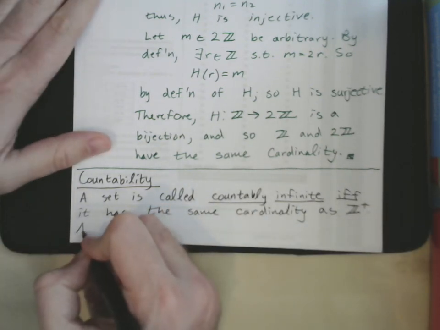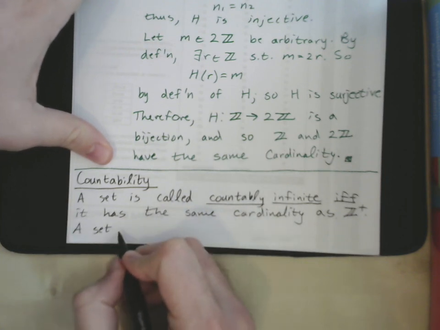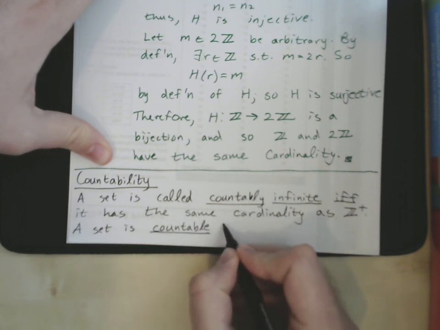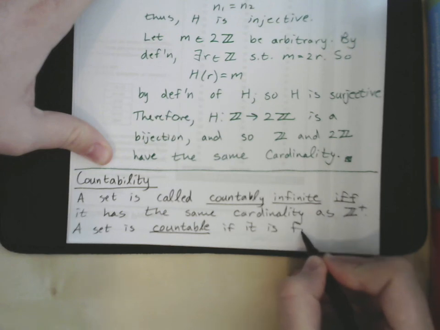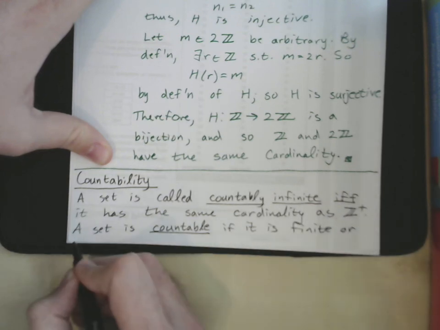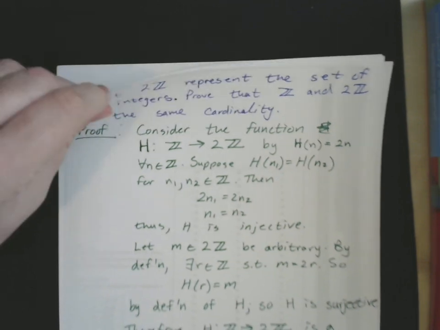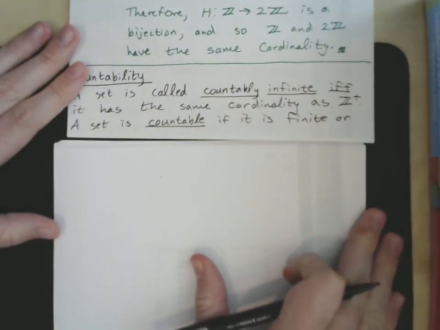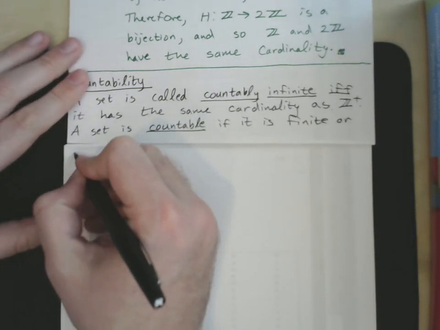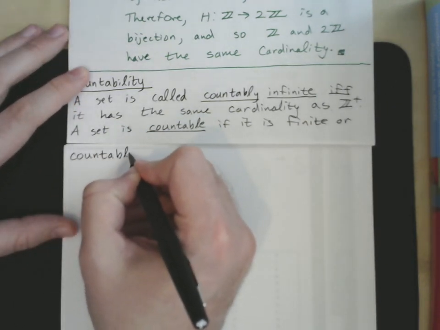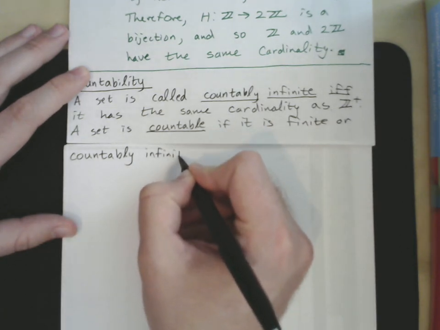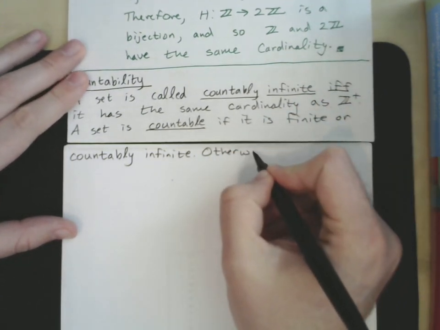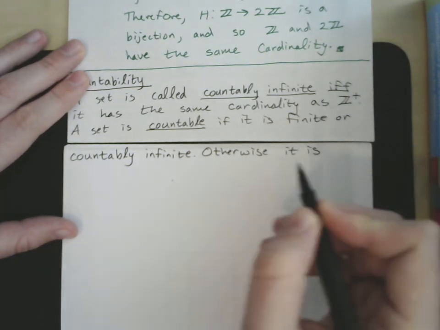A set is then countable if it is finite or countably infinite. Otherwise, it is uncountable.